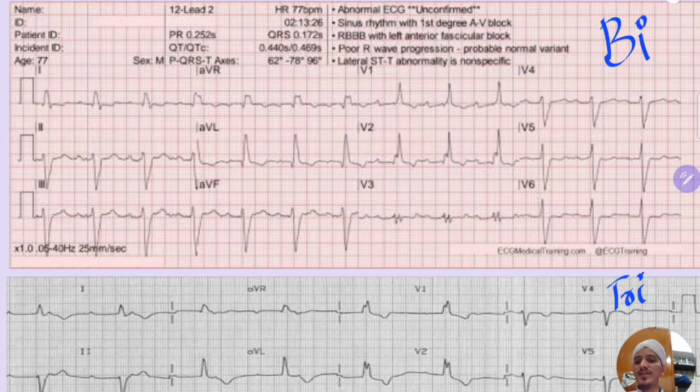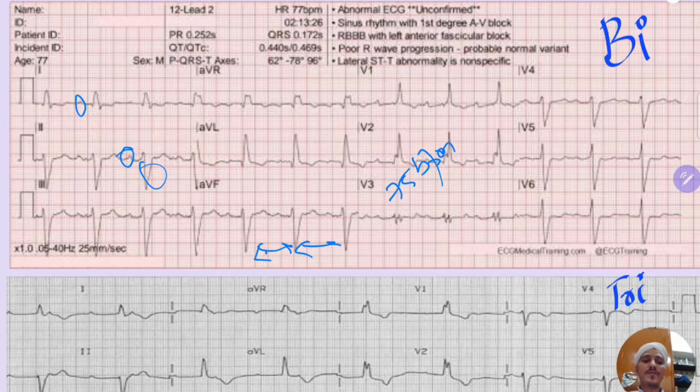Okay, so we will calculate. You can see the rhythm is regular here. How many boxes are there? Approximately 4 boxes, so the rate will be approximately 75 beats per minute. Whether it is sinus, yes, you can see the P waves are positive in 1 and 2 and they are followed by QRS complexes. It is sinus, there is left axis deviation, there is RBBB with left anterior fascicular block.